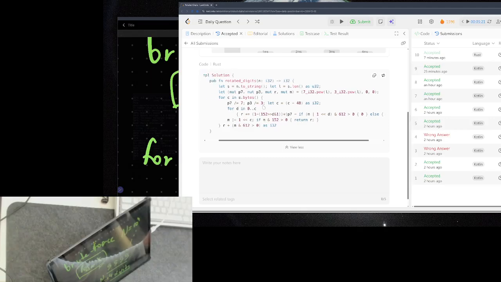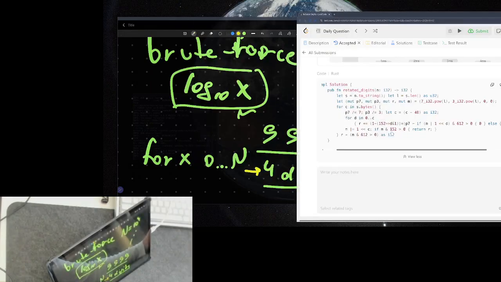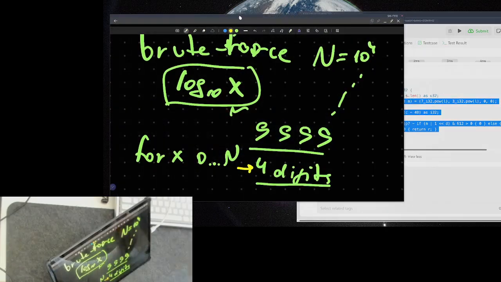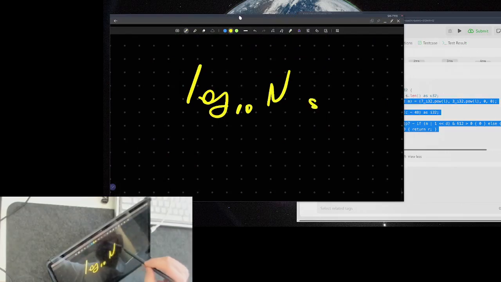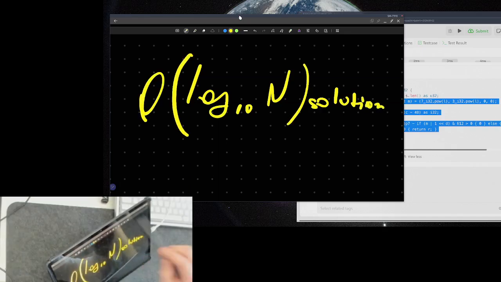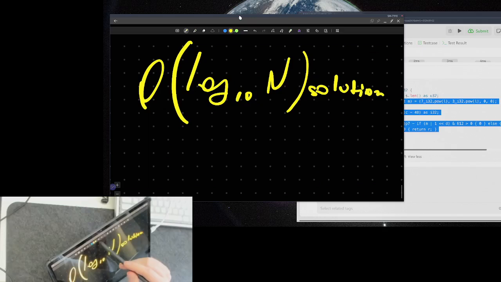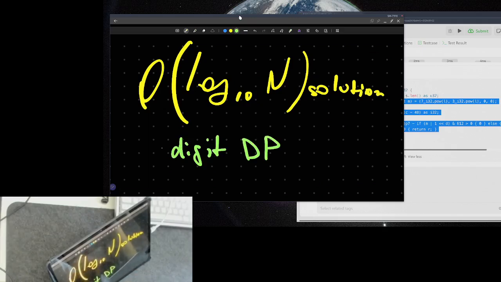Now let's look at what it means. I will try to explain. So this is a logarithmic solution, logarithm base 10 in n. Okay, so this solution is based on so-called digit DP. This is a term for that, digit DP.